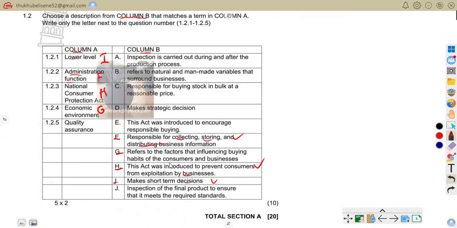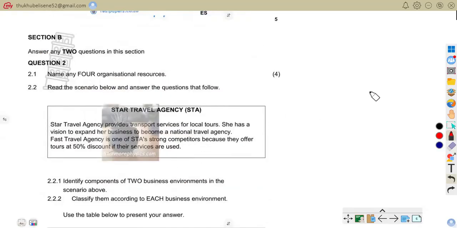So 1.25, quality assurance. We want to see the description that matches quality assurance. Sorry, not B. The correct answer there is A, because quality assurance is that inspection is carried out during and after the production process. So these are our answers for 1.2, and we are to move on to section B now.